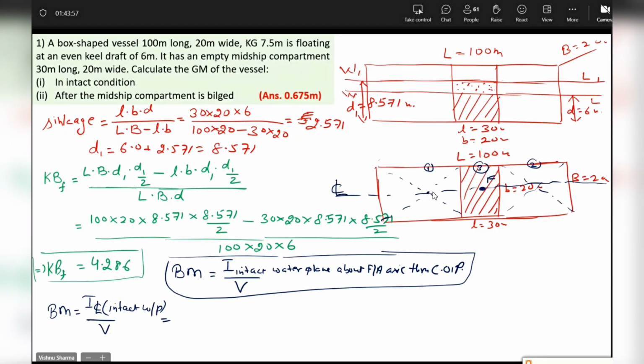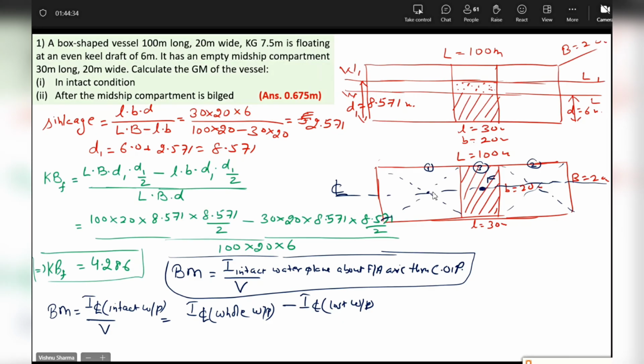Yes, sir. Correct. Now the intact water planes are 1 and 2. So one way is you add the moment of inertia of 1 and 2, and you'll get the numerator. But again, we'll not use the addition method. We'll say ICL of the whole water plane, and from here I'll remove the ICL of the lost water plane. Understood, guys? And then I'll be left with the ICL of the intact water plane. Yes or no? Do you agree with me, guys?